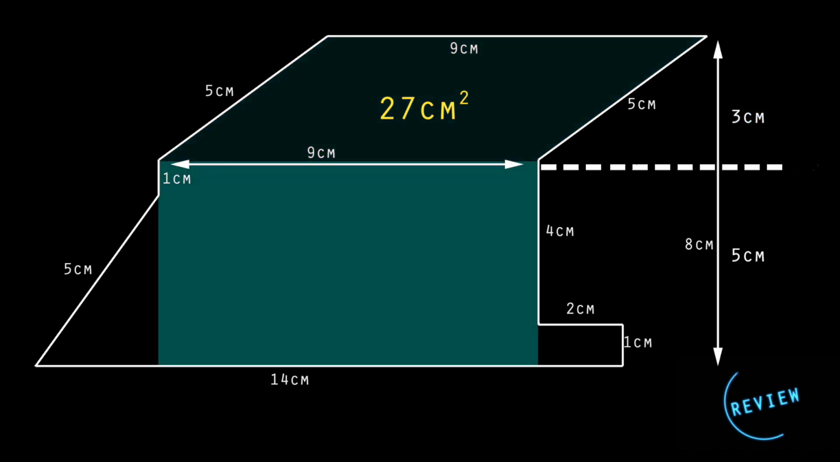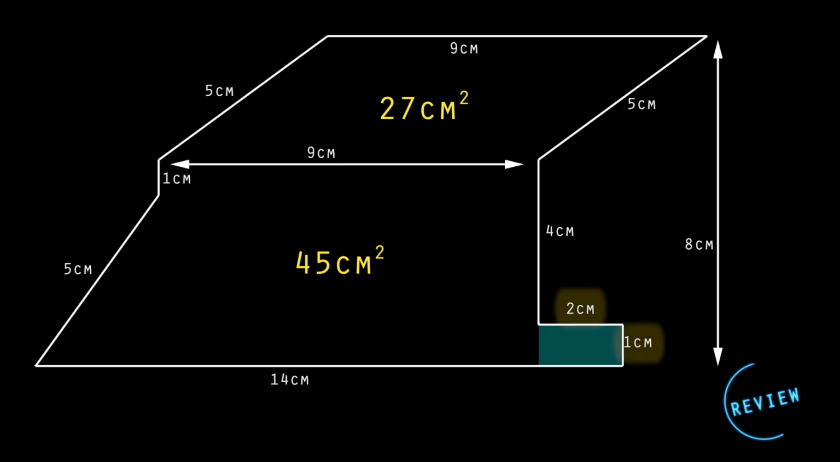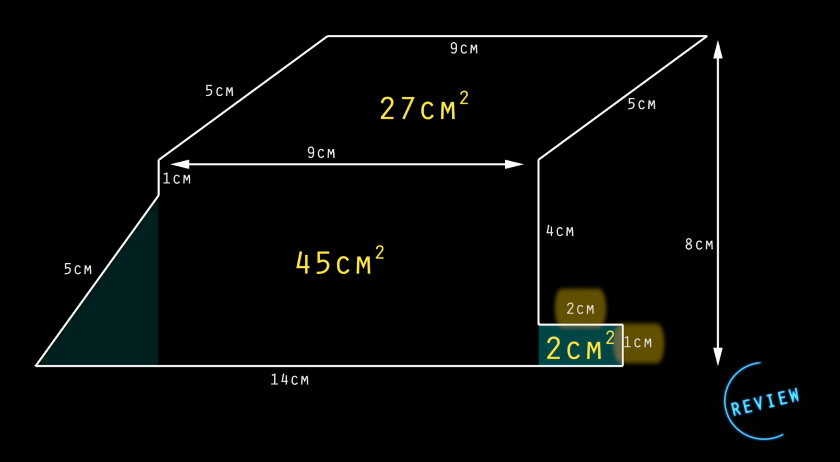This large rectangle takes up the rest of the height, so that's 5 centimetres left, and it's also 9 centimetres long. So its area must be 9 times 5, which equals 45 centimetres squared. The little rectangle is easy, 2 by 1 centimetre, 2 centimetres squared. This just leaves us with the triangle.